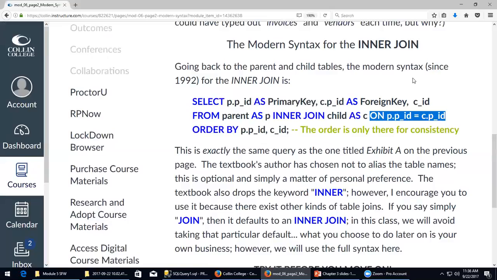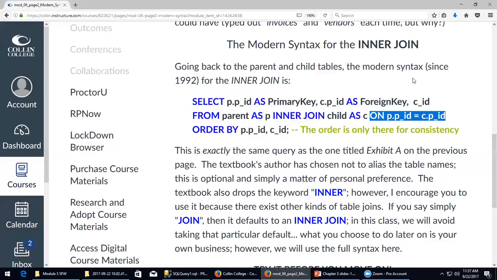The textbook calls the old syntax the implicit join, and this one is the explicit join. Notice it's from parent, and instead of the comma, they have the words inner join. And then instead of the where, they put on the link. Order buys the same. Okay, they do exactly the same thing. Exactly the same query as the one titled Exhibit A on the previous page.